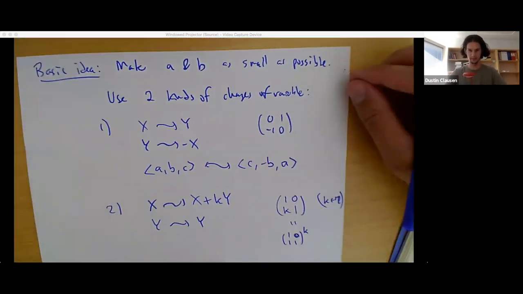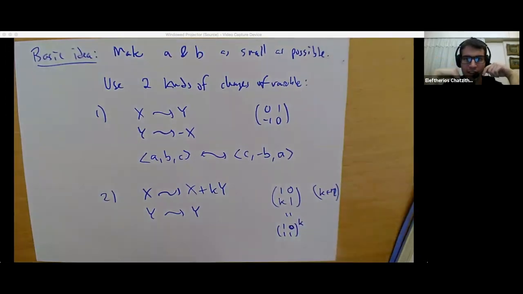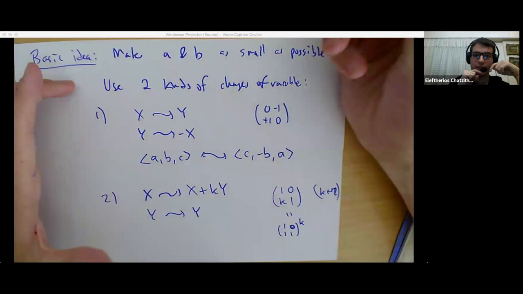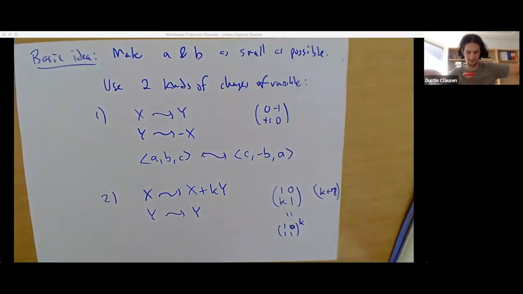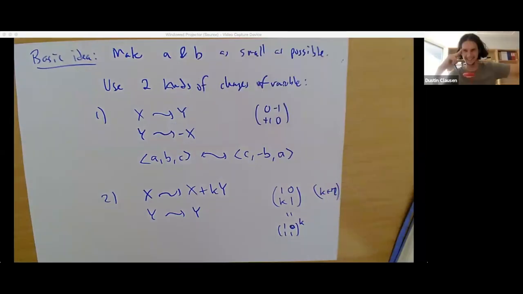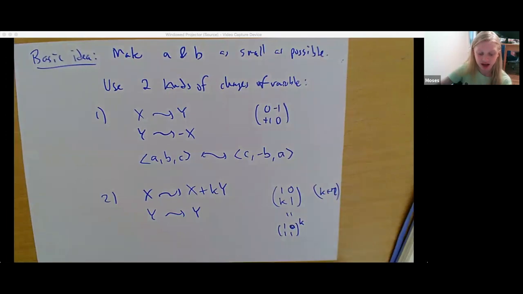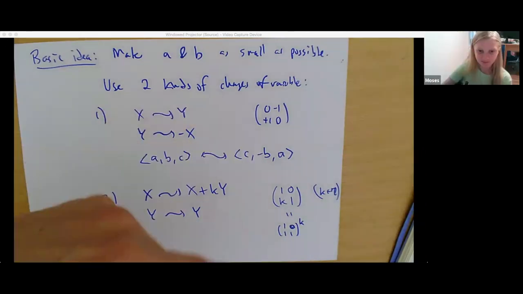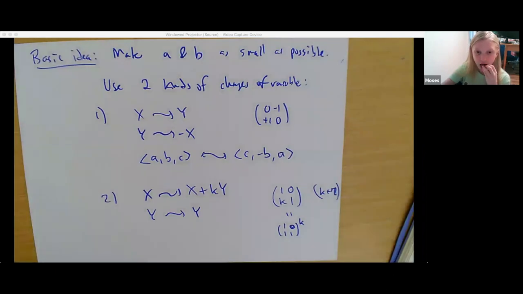Yes, Eleftherios. I'm sorry to ask another question, but for the first kind of changes, should it not be the first column 0, 1, and then minus 1, 0? Because x goes to y, and y goes to minus x. Yes, indeed. Thank you. Although there is a question of whether it's the matrix or its inverse that I mean by this. You see what I'm saying? Yeah, I get it. If the notation he's using for the second matrix is correct, then the first matrix is correct. I think now I've been consistent, whereas before Eleftherios' comment, I wasn't. So that's good.